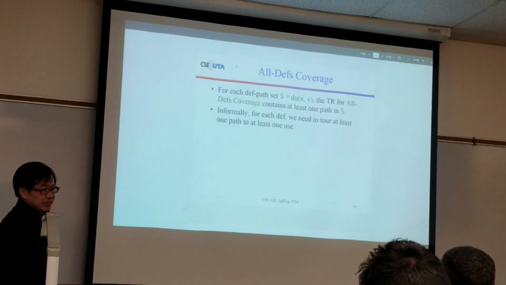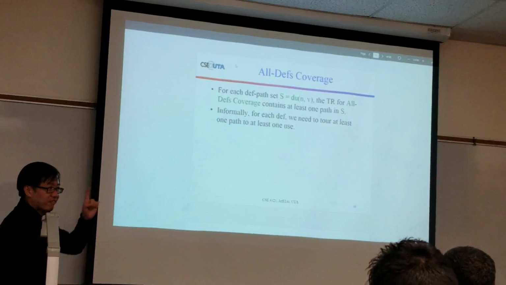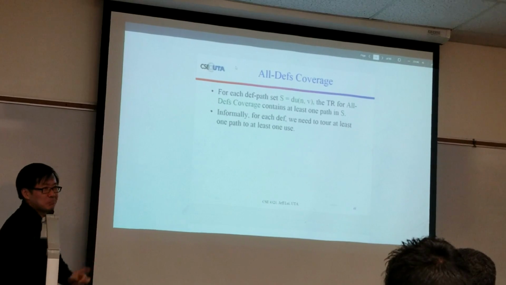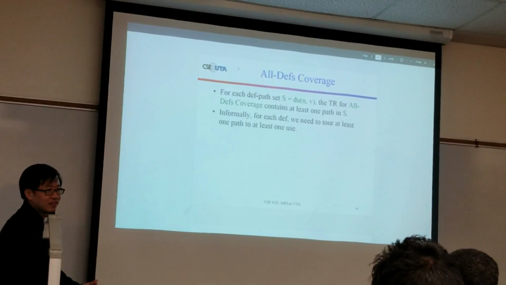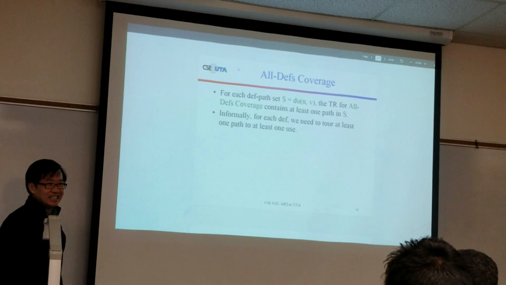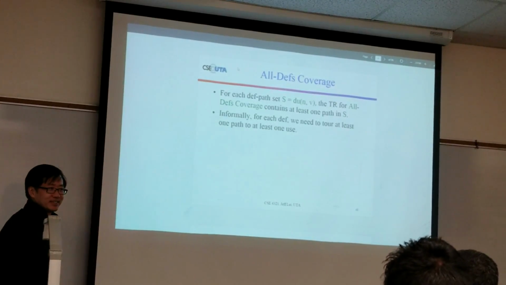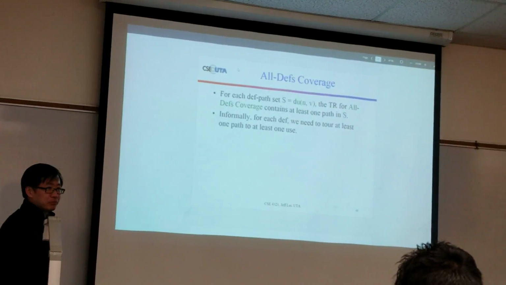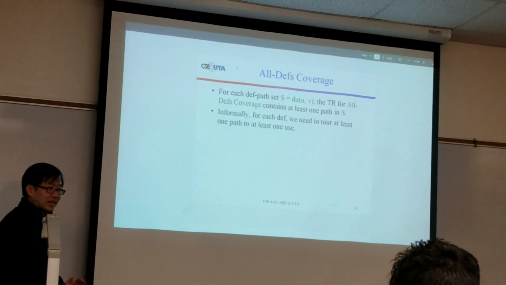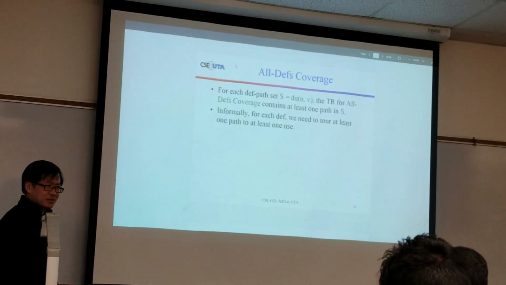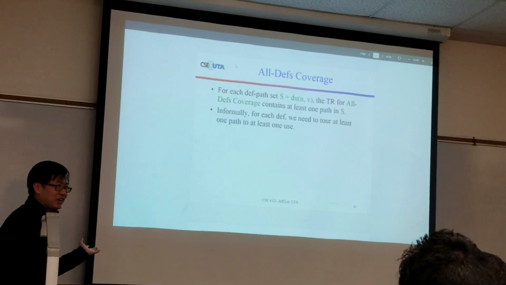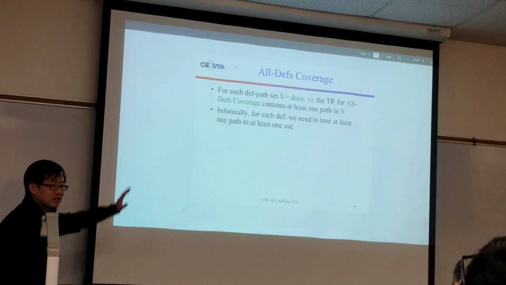But intuitively speaking, what this means is that for each definition, you need to test at least one DU path. From another perspective, for each definition, you need to test at least once. Or from another perspective, every value you give to a variable has to be used at least once. That's the basic requirement. It makes sense, right? If you cannot even use it once, how do you know if that value is correct or not? So that is the basic value.